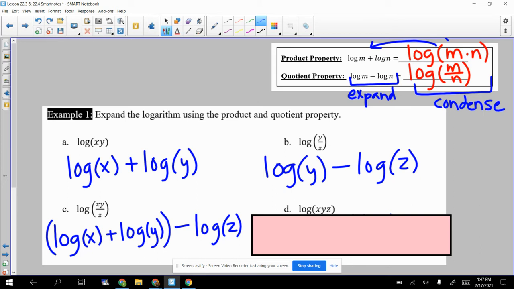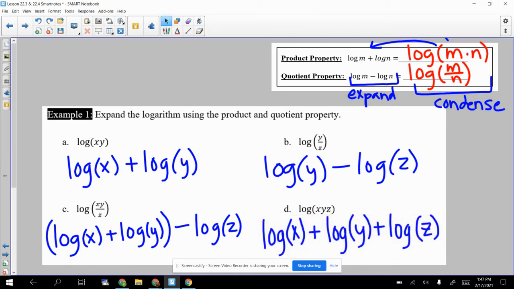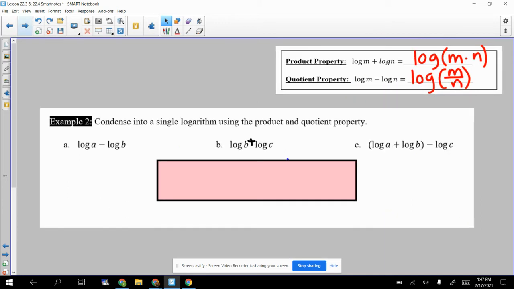Okay, so what I want you guys to do here is go ahead and try your own on part D. Hopefully you got log of x plus log of y plus log of z because they are all being multiplied. Okay, so that's how you expand a logarithm using either the product property or the quotient property. Now let's work on condensing. Okay, so now when we condense, you want to write that as one single logarithm.